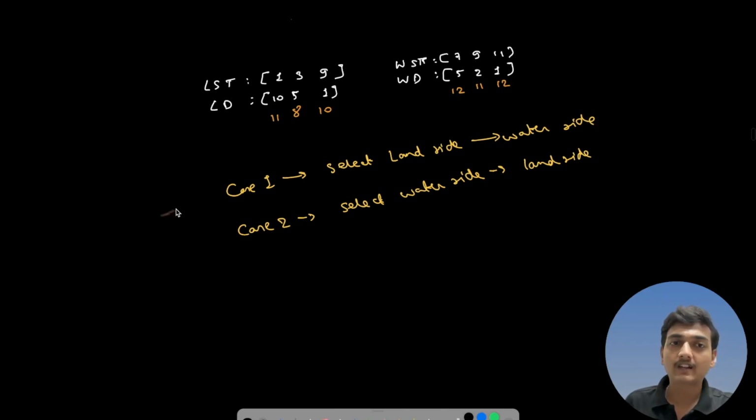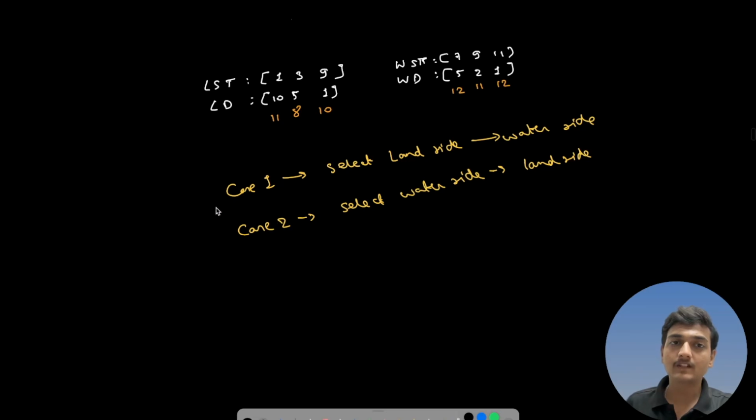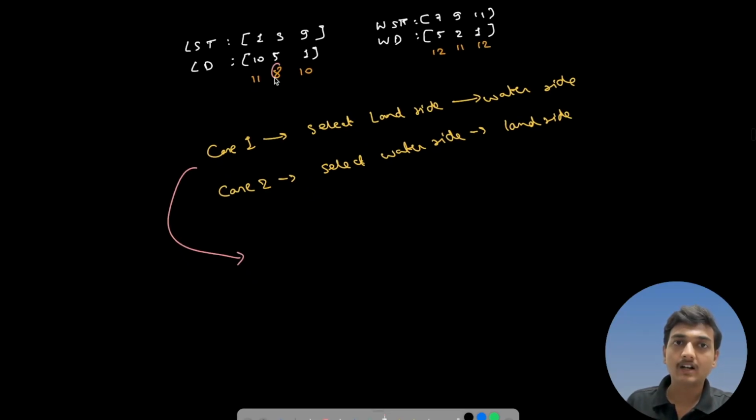And how will I select? I asked you, if you have to select a land ride and you want the earliest finish time, what will you select, this one or this one? I think you will select this one, definitely. So I will select this one. Now I will try to pair this with this and this, all of these, and check what my answer is. So this is case one I'm exploring. Now here I am completing in 8 seconds.